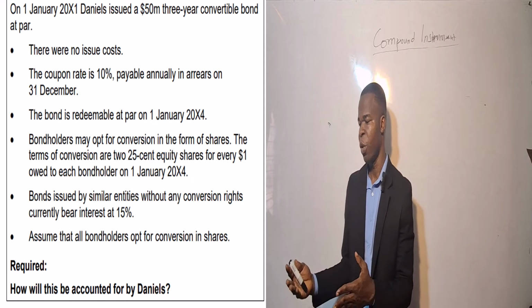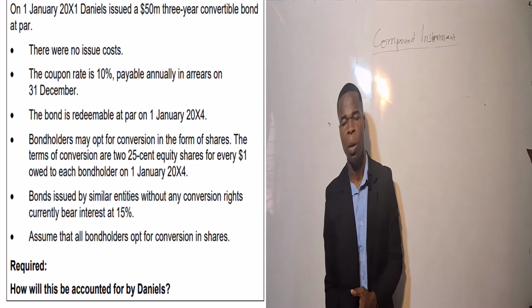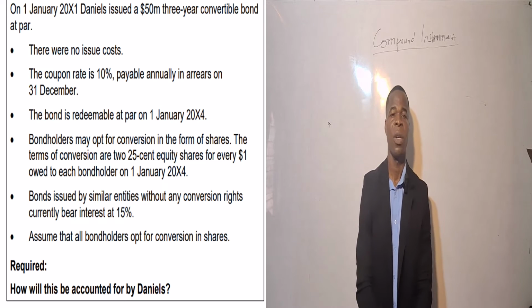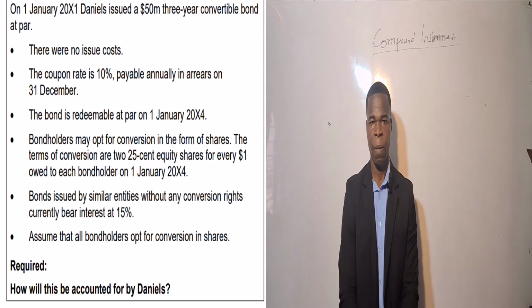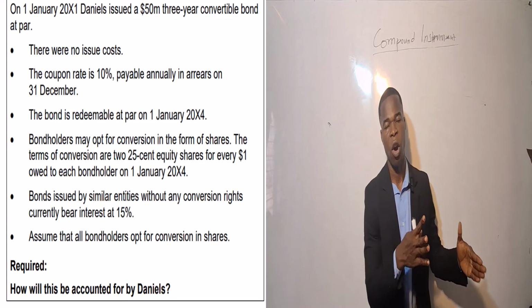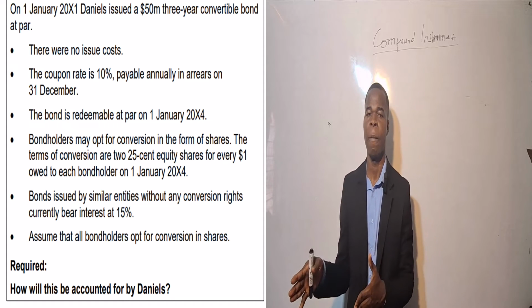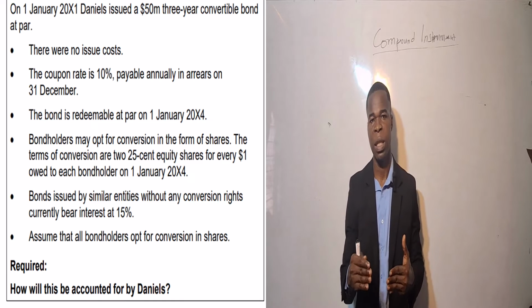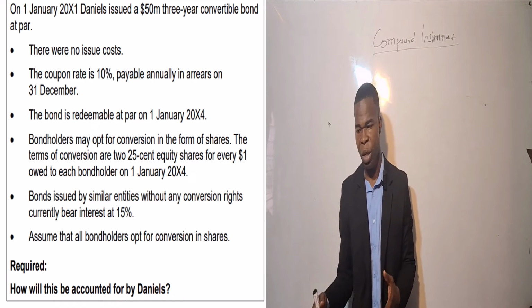And also, we should assume that all the bondholders opt for conversion. This means that it's not always the case that bondholders will opt for conversion. Some may opt and some may not opt. But in this question, all bondholders are opting for conversion. So, how do we deal with this?